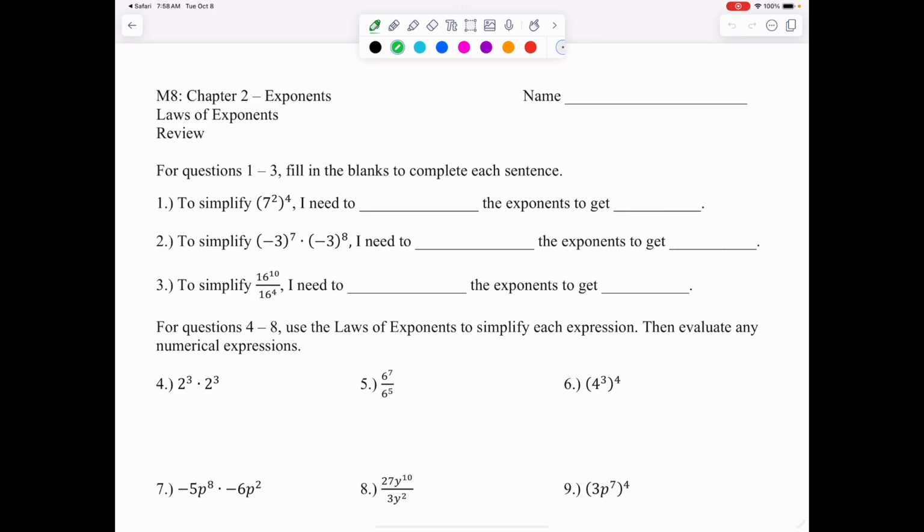Today's lesson is called Laws of Exponents Review. For the first three questions, we're going to fill in the blanks to complete each sentence.